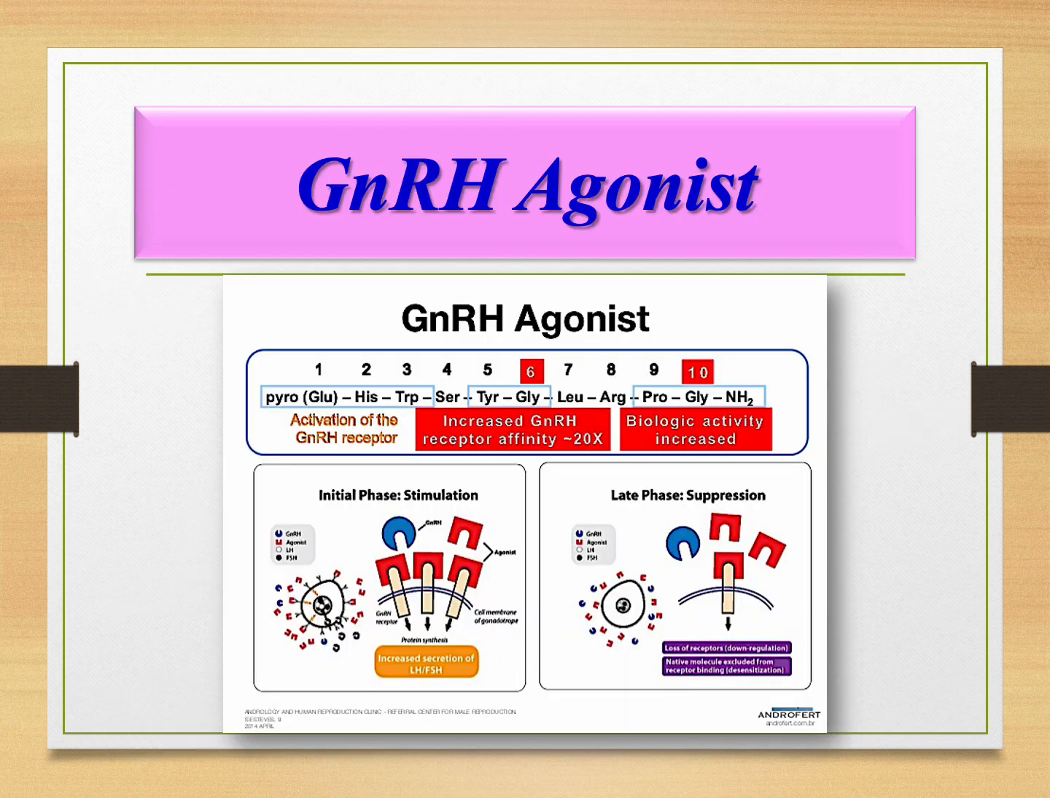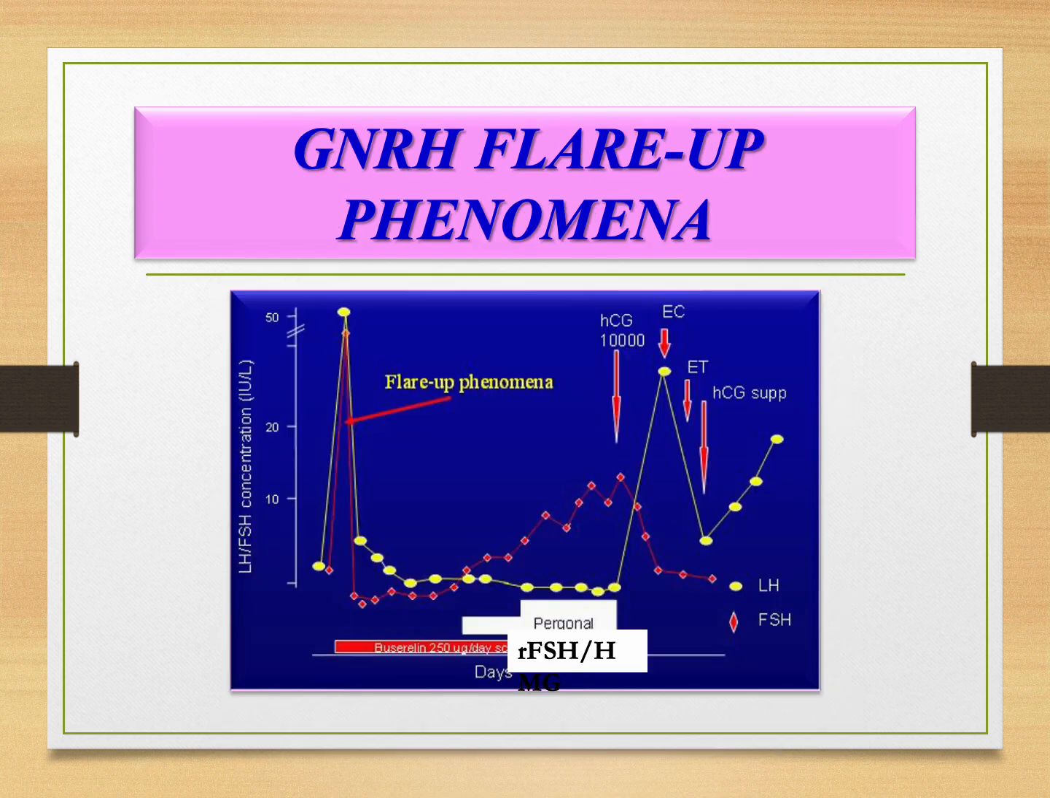Then coming on to the GnRH agonist. What is a GnRH agonist? We all know this is a decapeptide because it has 10 amino acids. And how does it work? Initially the GnRH flare-up happens because of the sudden release of FSH and LH, and this is then followed by pituitary suppression over around 10 to 14 days.